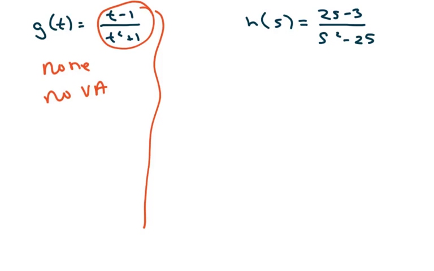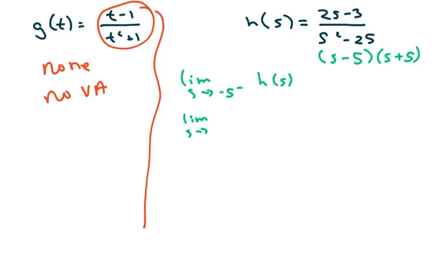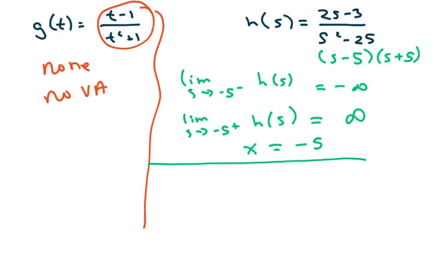So if we do this one, this is going to be s minus 5, s plus 5. So we're going to take the limits for the 5, and we're going to go from the limit as s approaches negative 5 from the left of h of s, and the limit as s approaches negative 5 from the right of h of s. This one equals negative infinity, and this one equals infinity. So s equals negative 5 is a vertical asymptote, and also 5.